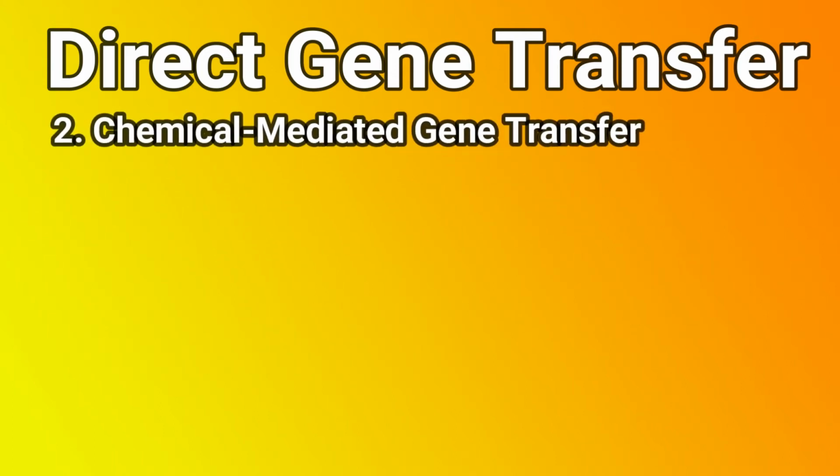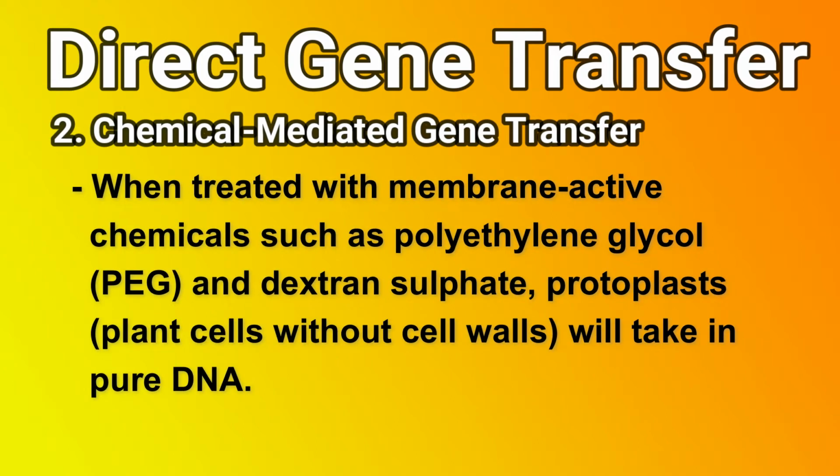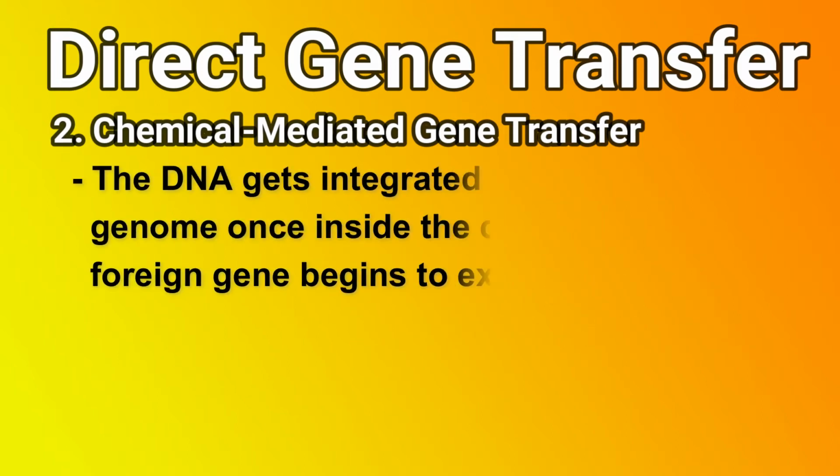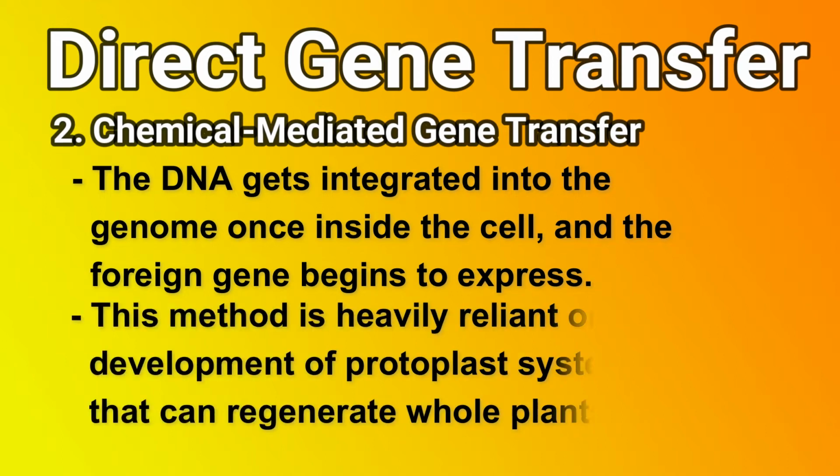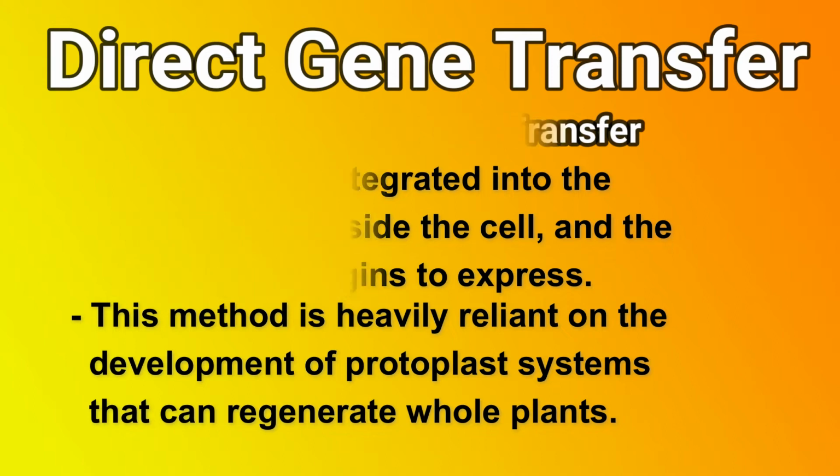Number 2. Chemical-mediated gene transfer. When treated with membrane-active chemicals such as polyethylene glycol, PEG, and dextran sulfate, plant protoplasts, cells without cell walls, will take in pure DNA. The DNA gets integrated into the genome once inside the cell and the foreign gene begins to express. This method is heavily reliant on the development of protoplast systems that can regenerate whole plants.